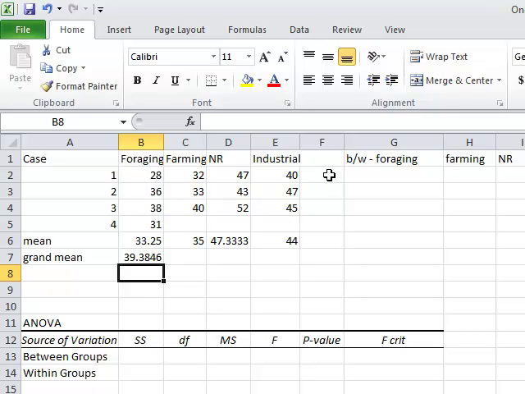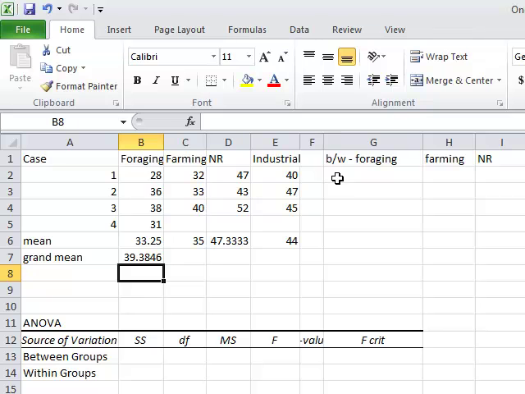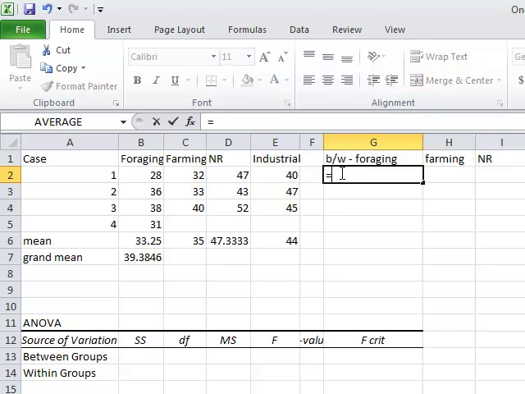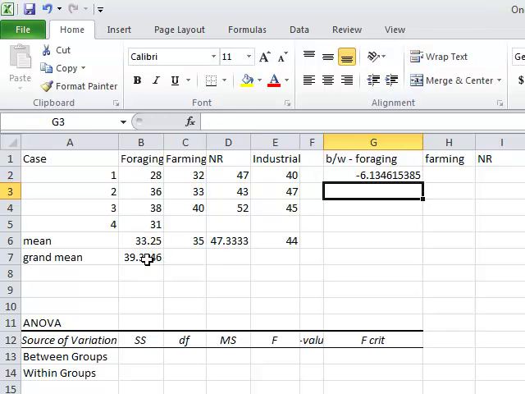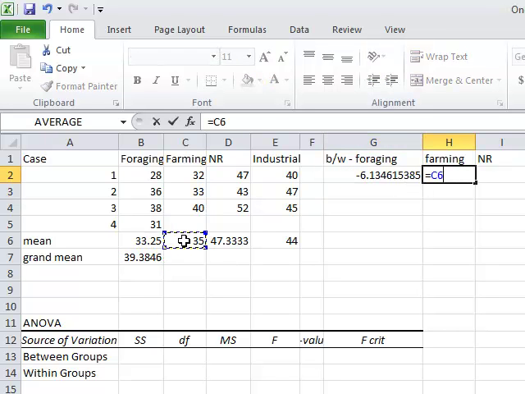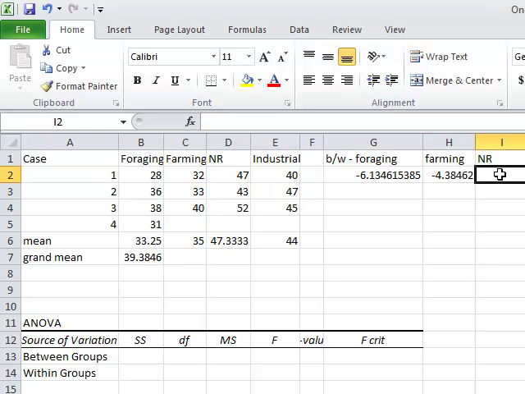Okay, the next step is to calculate the between group and within group. Now, personally, I prefer to calculate the between group first. So, first we use each group mean minus the grand mean. Okay. So, here, this minus this, we can just select those means, those cells, no problem. Now, the farming, this one minus this one, so on and so forth.